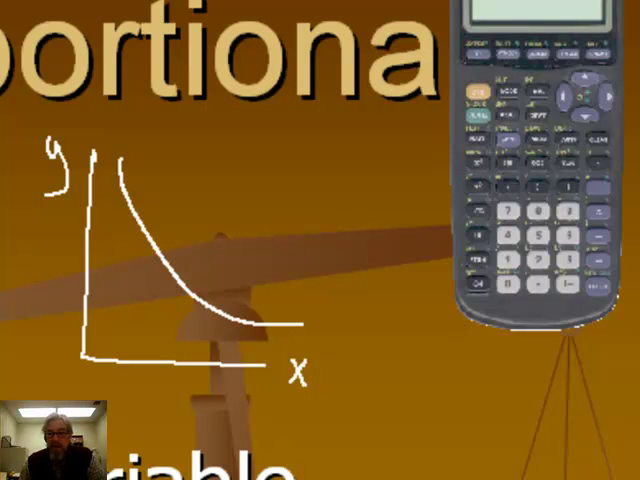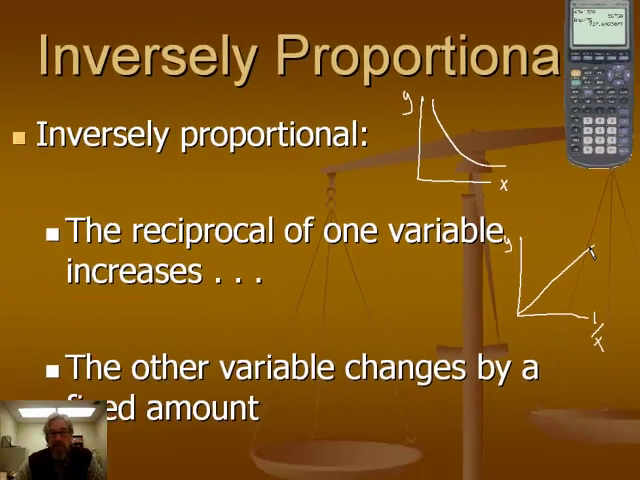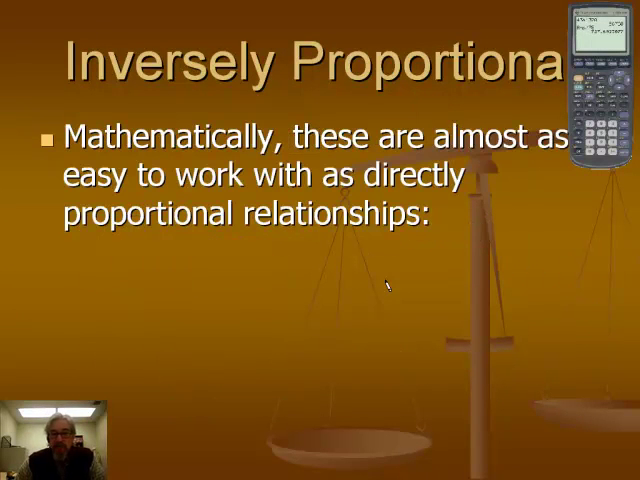But if I were to graph the reciprocal of x versus y, so like 1 over x versus y, I'd find out that I have a straight line relationship, and that's the test to know if it's truly inversely proportional, because there are other relationships that have these kind of downward curves. Mathematically, these are almost as easy, maybe easier to work with as directly proportional relationships, and here's why.